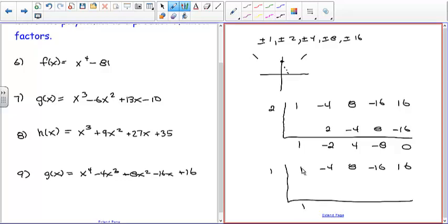So we bring that down, add that together, you get -3. 1 times -3 is -3. Add these together, you get 5. 5 times 1 is 5. Add these two together, -11. 1 times -11 is -11, add these together, you get 5. So what this says is that f of 1 is 5.